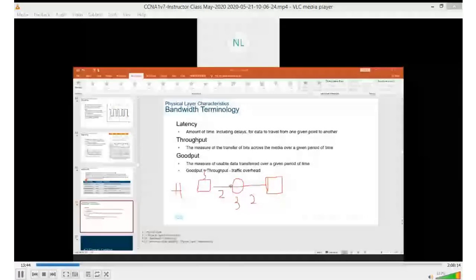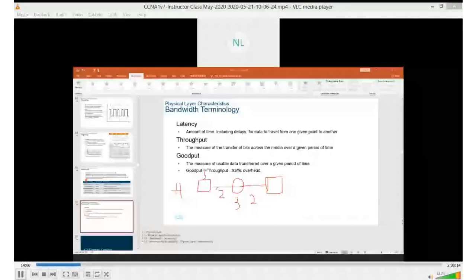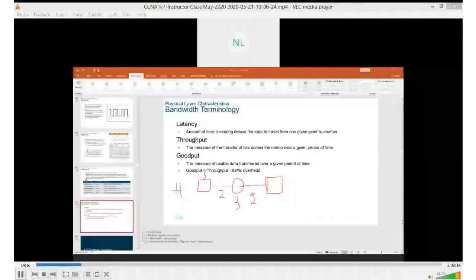Any delay you find until it arrives at the destination is the latency. So as it says, the amount of time including delay. Any delay that has been introduced along the way in transit is part of the latency, because you will not say that it took 2 seconds to transmit from here when the router delayed it for 3 seconds and then finally sent it for another 2 seconds. So we say the latency is 2 seconds plus the delay plus another 2.